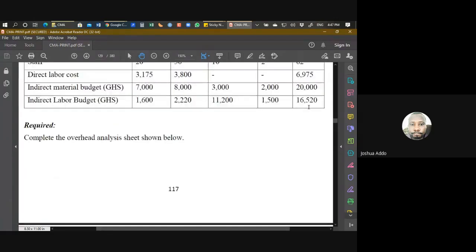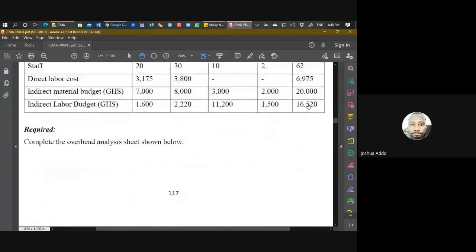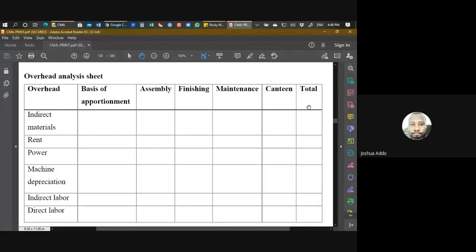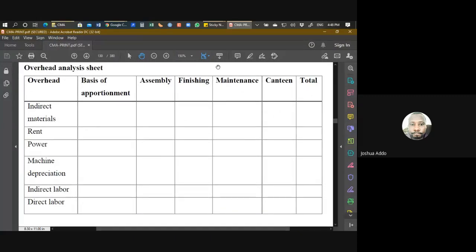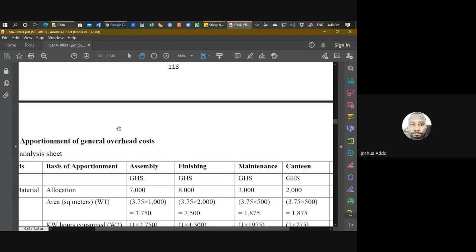So the question is actually saying you should prepare an overhead analysis sheet showing us how you will deal with the situation: allocation, primary apportionment, secondary apportionment. Also make us know the basis you are choosing for any of the sharing. Right? So let's run through it. We don't want to waste so much time. Let's run through it quickly.